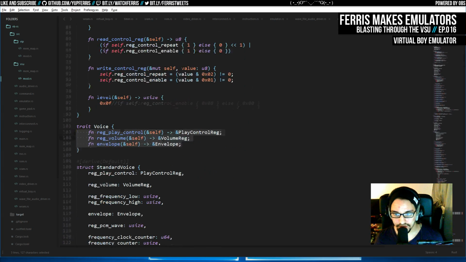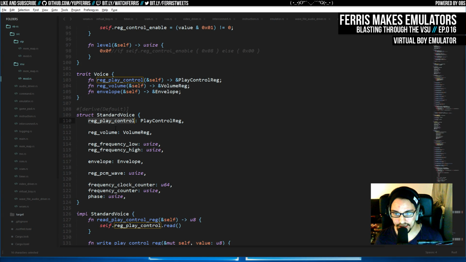Basically though, I just ended up splitting up a bunch of stuff. Like before, here we have the frequency low and high just in the struct here. We had the same thing with play control and envelope as well, and I just ended up splitting those out into their own structs here. You can see I did that with the volume register as well. And that's because all these voices had that same kind of register and the same kind of backing store, and I haven't actually really implemented that beyond just setting the bits that we had last time.